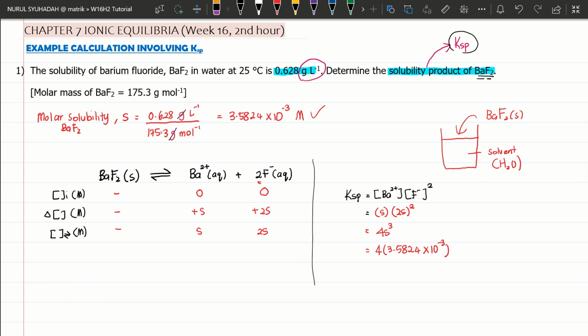So, daripada sini, bila awak calculate, the value of KSP yang kita nak cari tadi adalah 1.84 times 10 to the power of negative 7. And here, your KSP value, kita akan buat dia sebagai unitless. Tak ada unit. Okay, so this is the first example. So now, let's move on to the second one.